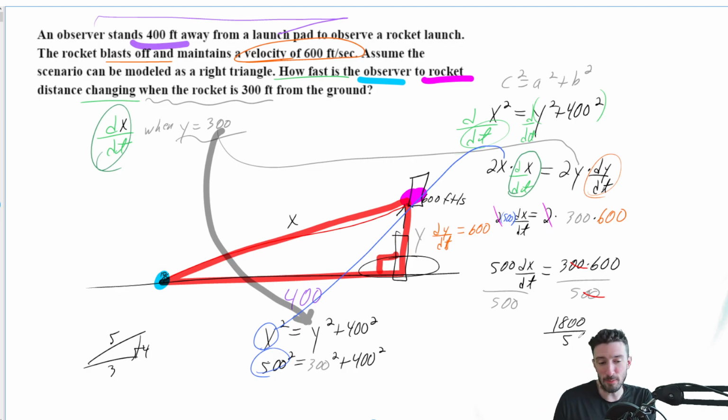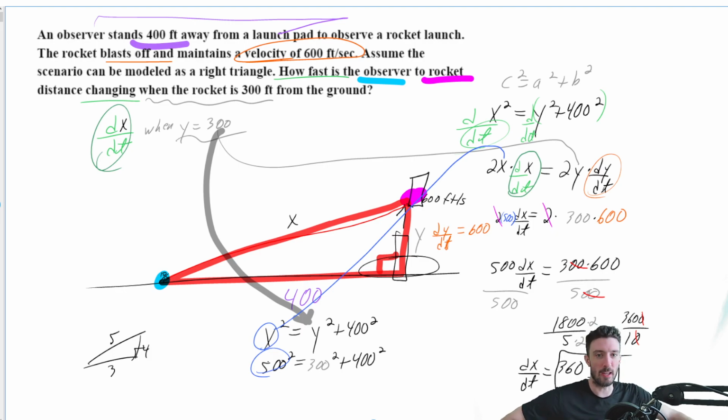I hate dividing by 5, but I love multiplying by my 5 by 2 to turn that into a 10. Multiplying the top by 2 as well. And that would be 3600. And now I'm dividing by 10, so I could use that zero trick. All right, so that gets you 360. And the units are feet per second. So dx dt is 360 feet per second.